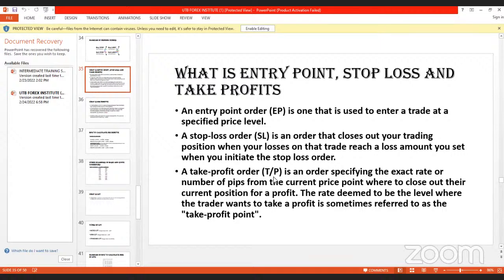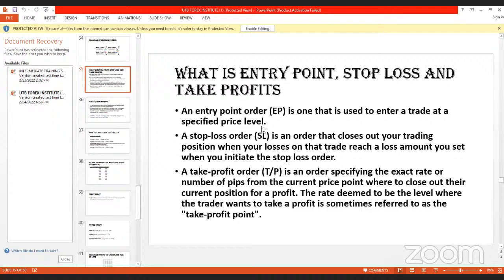Now, the next parameter you need to define before you execute a trade is your stop loss. And your stop loss is like a pending order. I think someone asked me last time. Stop loss is also a pending order in the sense that you put a stop loss waiting for price to come there and take you out.